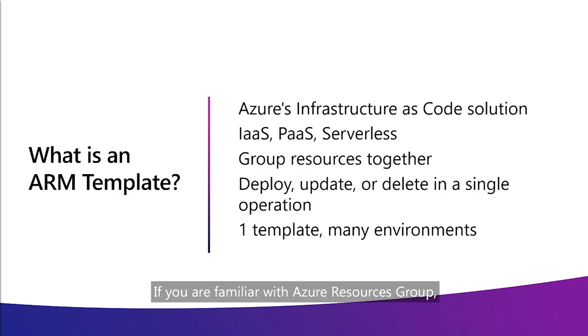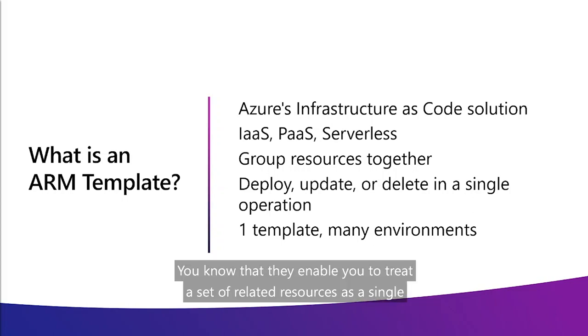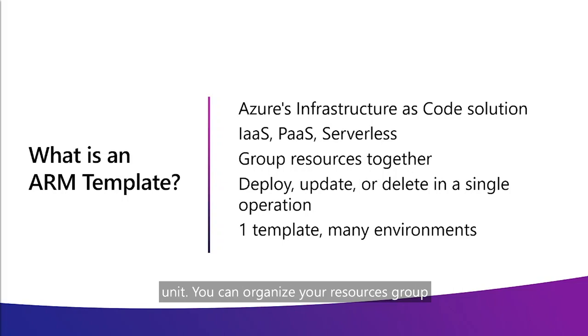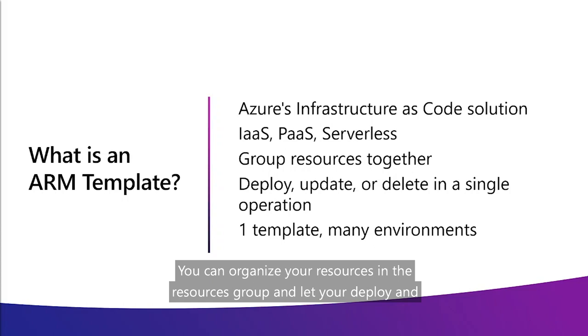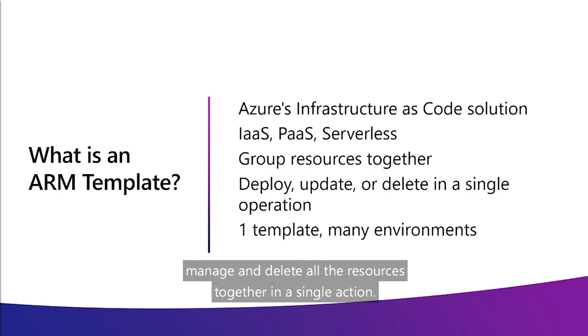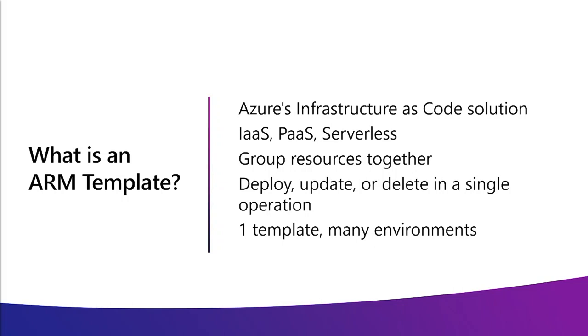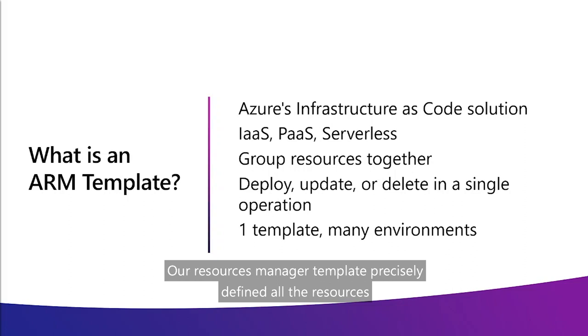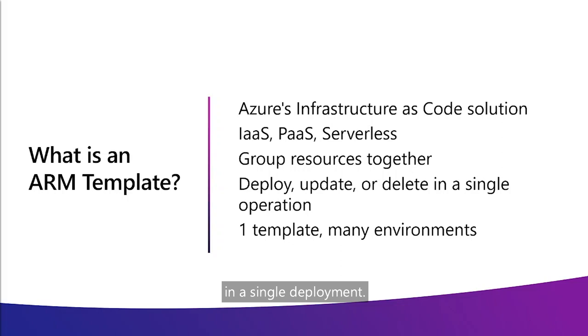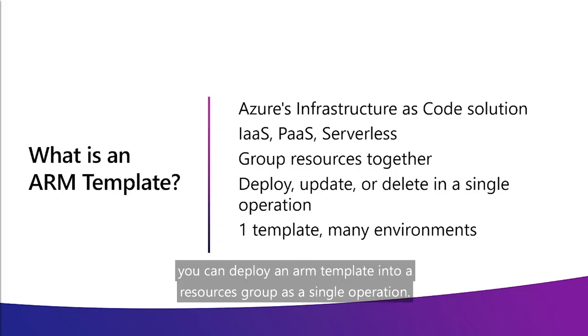If you are familiar with Azure resource groups, you know that they enable you to treat a set of related resources as a single unit. You can organize your resources in the resource group and deploy, manage, and delete all the resources together in a single action. A Resource Manager template precisely defines all the Resource Manager resources in a single deployment. You can deploy an ARM template into a resource group as a single operation.